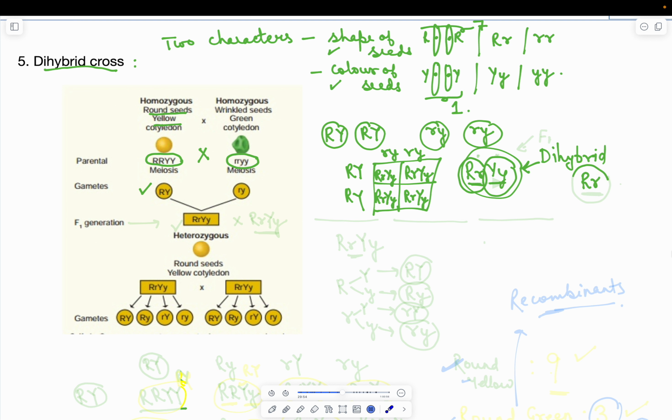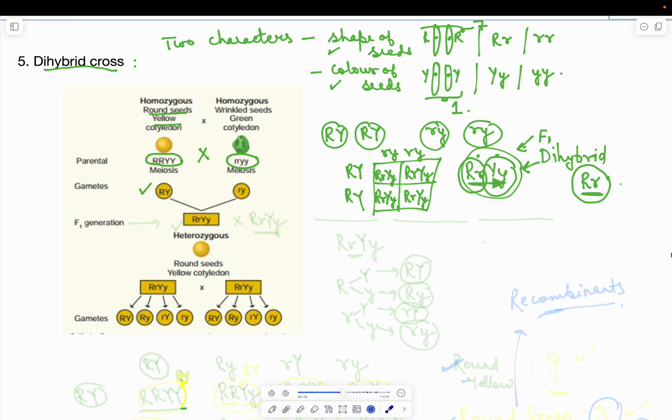Right? You are just looking at one pair of alleles. When one pair of alleles is present in a heterozygous condition, then it is monohybrid. Here both different pairs of alleles are in heterozygous condition, so that's why you are calling it a dihybrid cross. So all the individuals produced in the F1 generation were dihybrids.